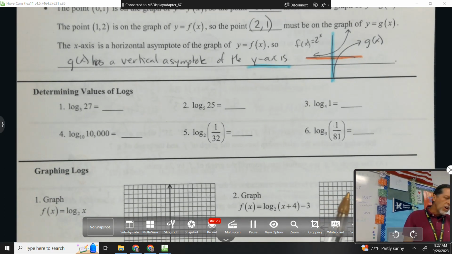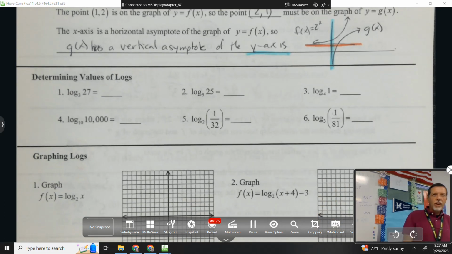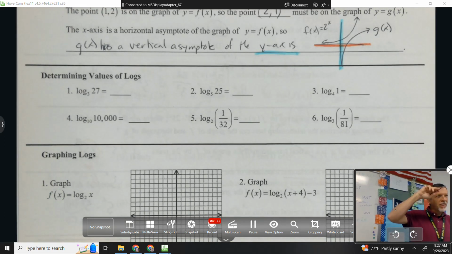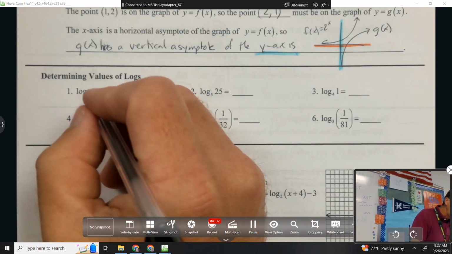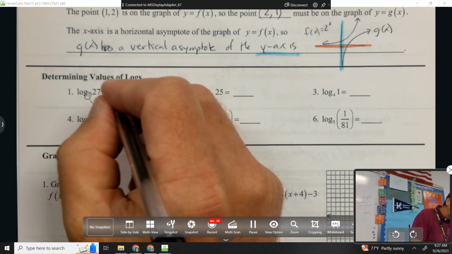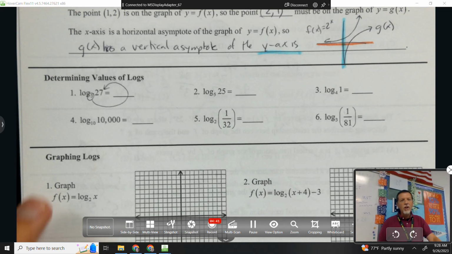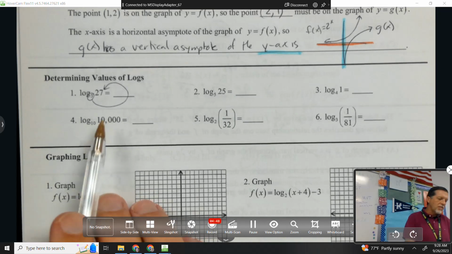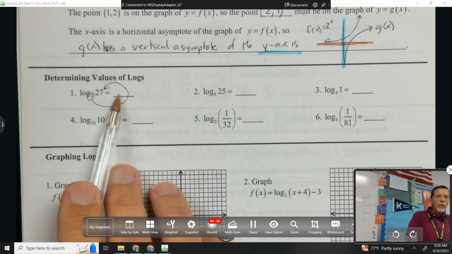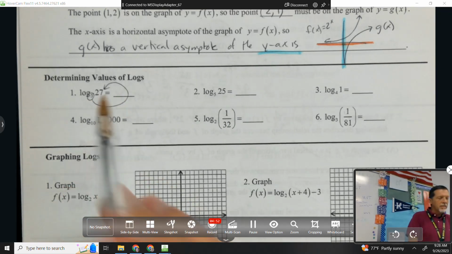Determining the values of logs. You guys have done logs before? Yes? Sadly. Did you do the fishhook thing or the loop-de-loop thing? Or okay, people call it different things. So the definition of log base 3 of 27 means 3 fishhook around 3 to some power is 27. So 3 to what power? What goes in the blank over here? 3.